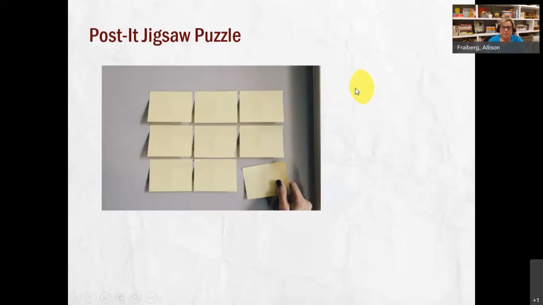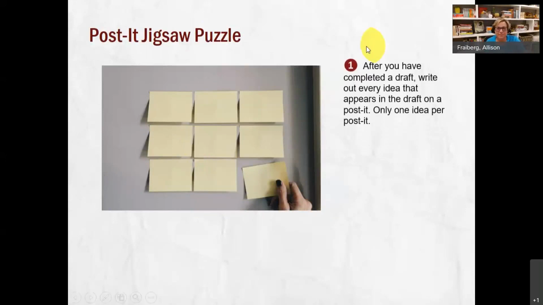Another way to do this is with Post-its. Again, after you've written your draft, then you take a pack of Post-its out, and every idea that you find in your paper, you put on a Post-it. And there are lots of ideas in your paper. It's not like there's 3 ideas, right? Everything that you're trying to prove, every idea, every assertion gets its own Post-it.